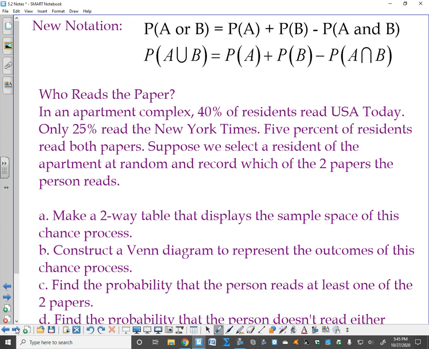Okay, I want you to pause it. And I want you to make a two-way table. I'll get you started. You have two events. Event 1 is USA Today. Yes or no? Event 2, New York Times. Yes or no? Make a two-way table. Make sure you leave room for your totals in the margins, and then make a Venn diagram. Okay, so pause it.